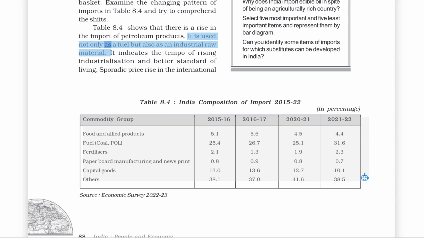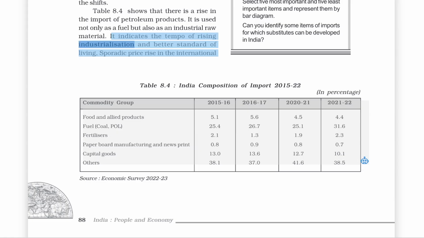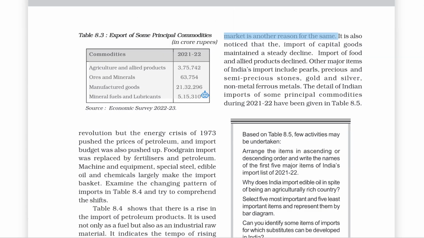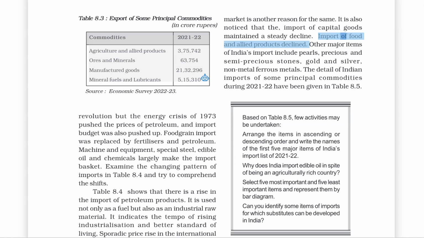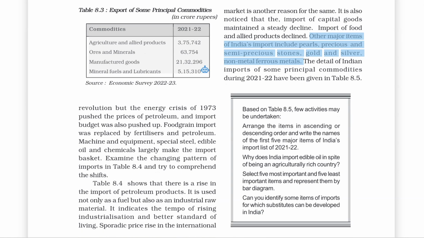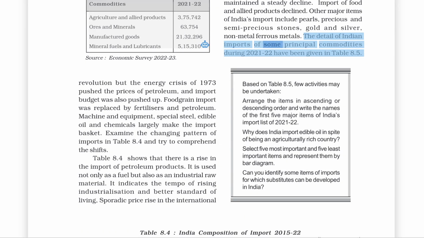It is used not only as a fuel but also as an industrial raw material. It indicates the tempo of rising industrialization and better standard of living. Sporadic price rise in the international market is another reason for the same. It is also noticed that the import of capital goods maintained a steady decline. Import of food and allied products declined. Other major items of India's import include pearls, precious and semi-precious stones, gold and silver, non-metal ferrous metals.